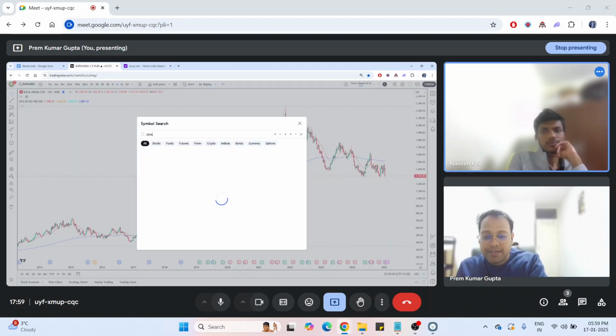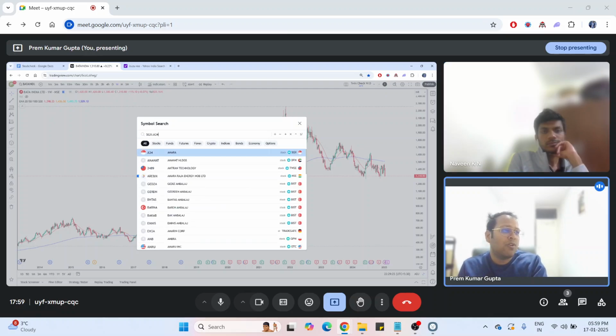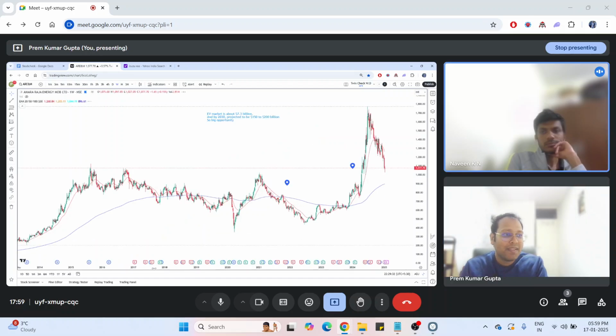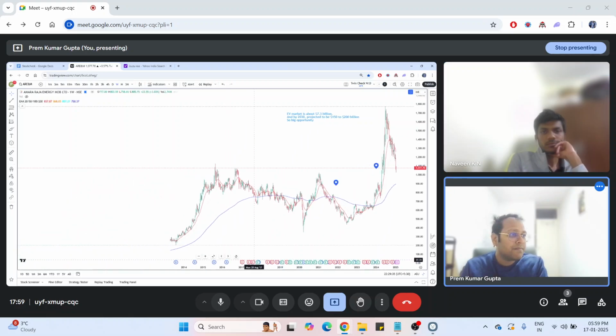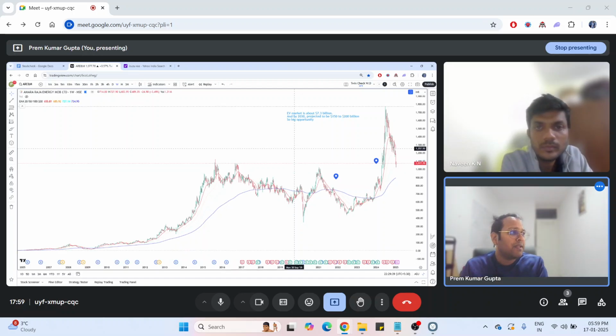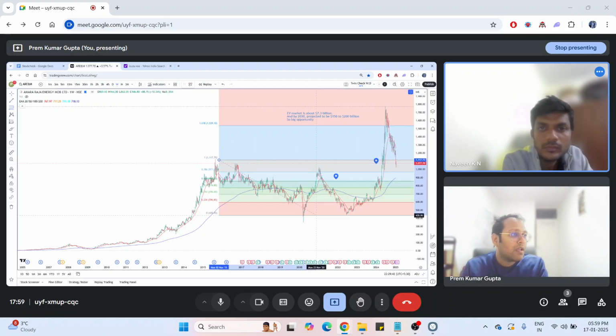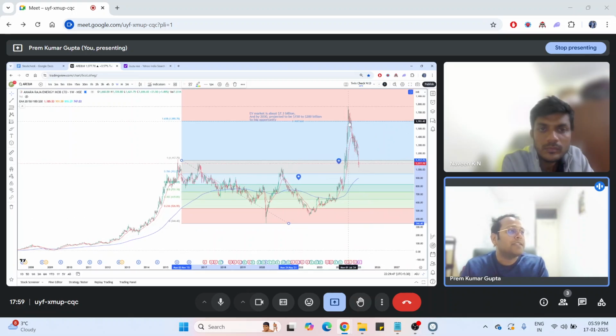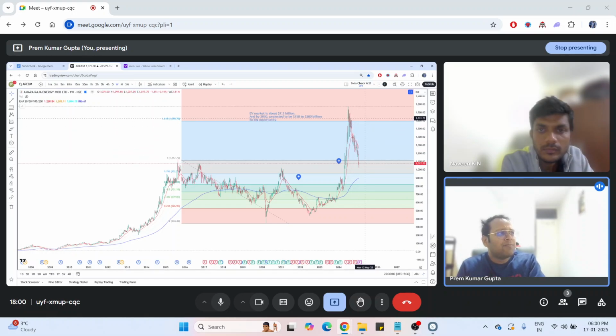Example, Amara Raja Battery, and this has been on my list for a long time. See, the way it went from 1 to 1.6 is exceptional, right? But then it falls down. So even if we bought something and exit somewhere, it's fine. We will re-enter when it crosses 1.6, or when it goes above 1.